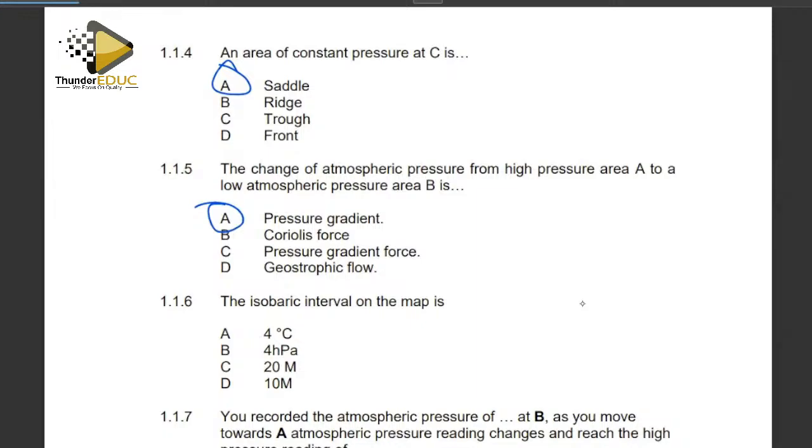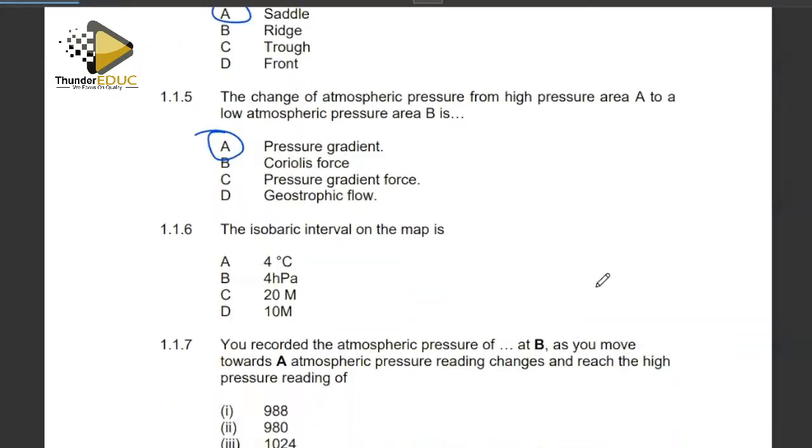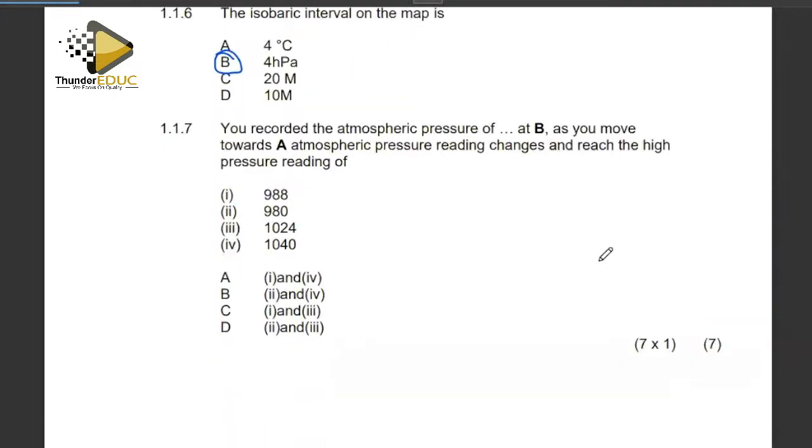The isobaric interval on the map, what we call the isobaric interval, we're looking at the difference in atmospheric pressure between two consecutive isobars. Right, so we don't need to worry there because our units of measurement are already giving us a clue. 4 degrees Celsius is for temperature. 4 HPA, this is for pressure. This is height. So automatically our correct answer is B.